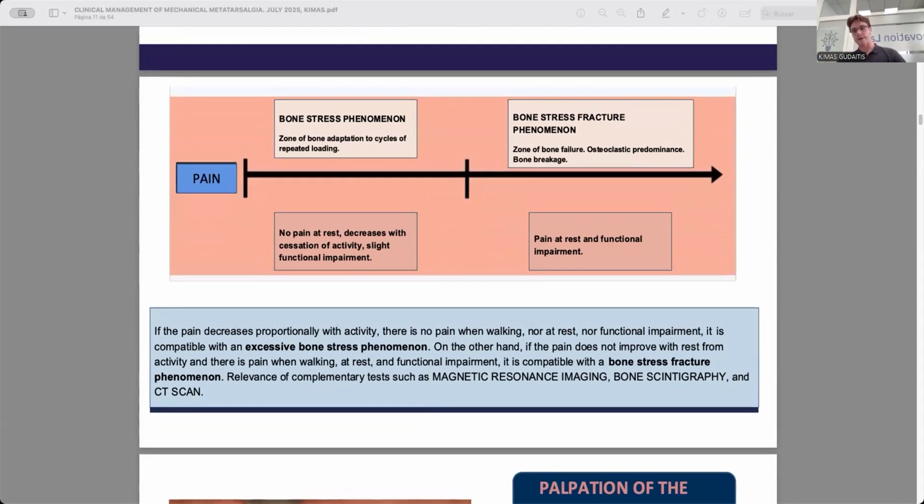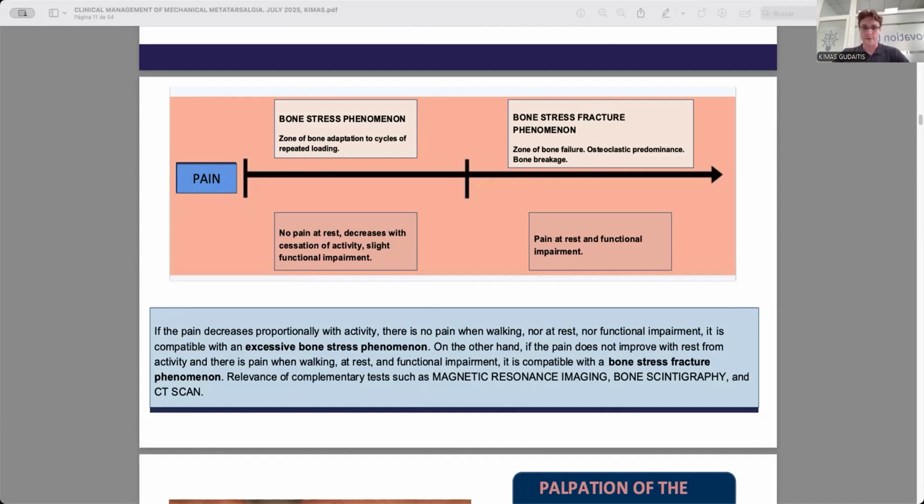It is very important not to ignore the concept of bone stress. Anamnesis is key because even without imaging tests, we can estimate the level of bone stress in our patient. We need to determine if we are dealing with, first, a bone stress fracture, where the pain appears even at rest and causes a functional limitation, or it's just a bone stress reaction, which is a phase of bone adaptation to repeated loading cycles. But how can we identify this without tests?